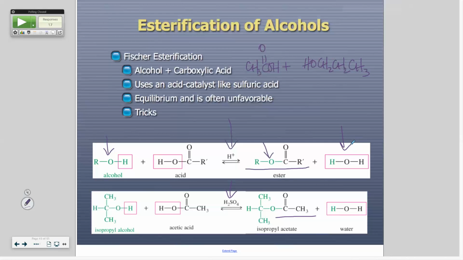You can put in something else to absorb the water, like a molecular sieve. Have you heard of those? Molecular sieves are these little round balls. They're made of molecules.